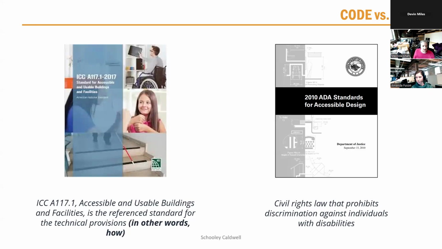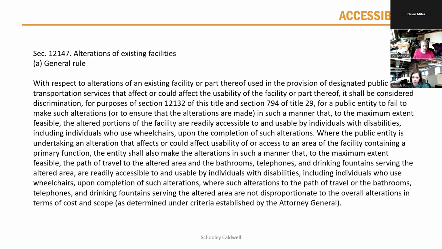But then there's ICC A117.1, which is a mouthful, the standard for accessible and usable buildings and facilities. This is the reference standard for the technical provisions. So this is the book that is actually referenced by the building code, and it tells how things are supposed to be done. Diving into the 2 of those, they often overlap. Generally now they are in agreement with each other, which helps.